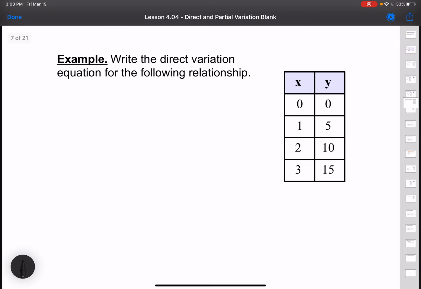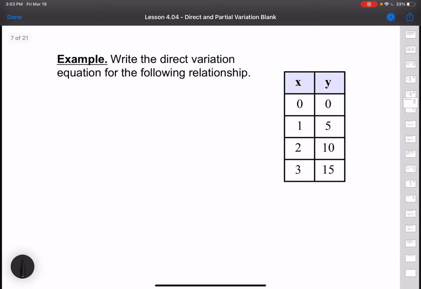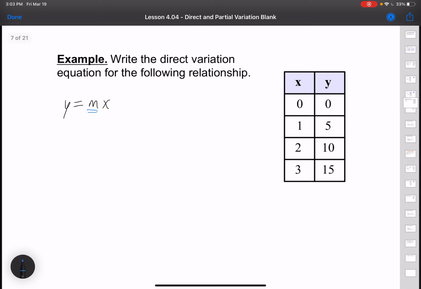All right. Now we actually want the direct variation equation for the following relationship. Remember, the equation looks something like y equals m times x. So what we need to figure out is, what is this m value? We'll do that off to the side here.